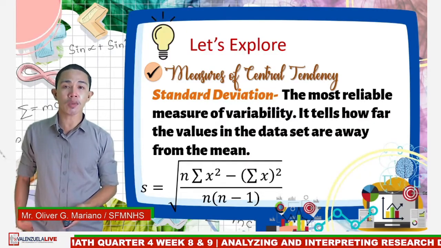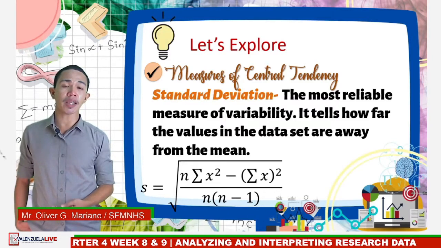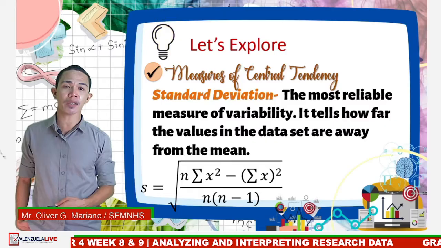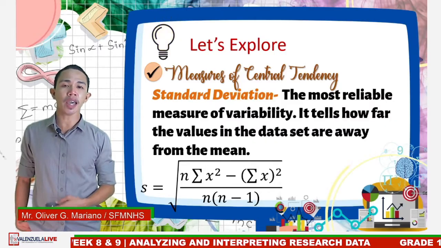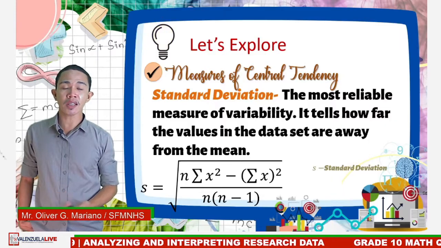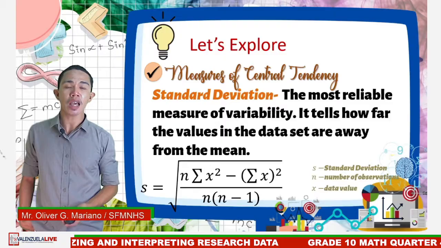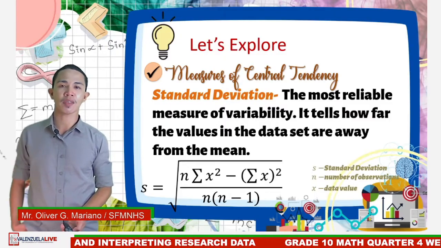So S is equal to the square root of n times the summation of x squared minus the square of the summation of x, all over n times quantity n minus 1. Still, S here refers to standard deviation, n is the number of observations, and x is the data value.